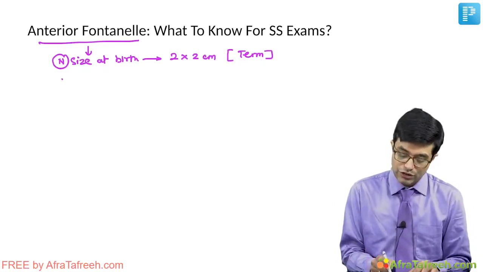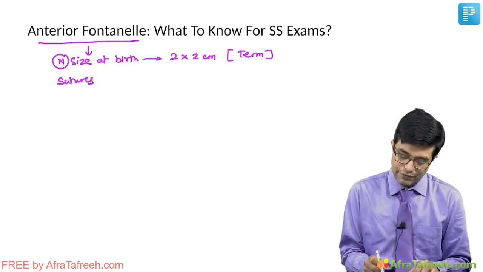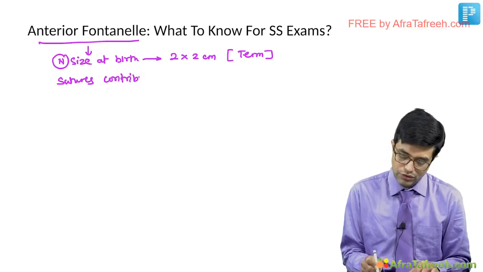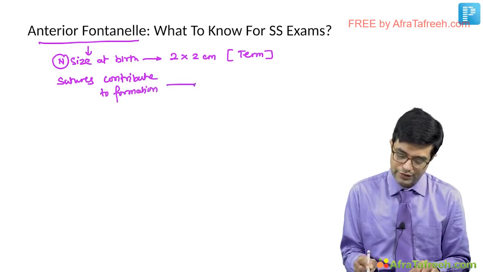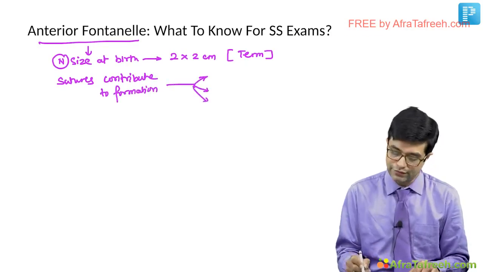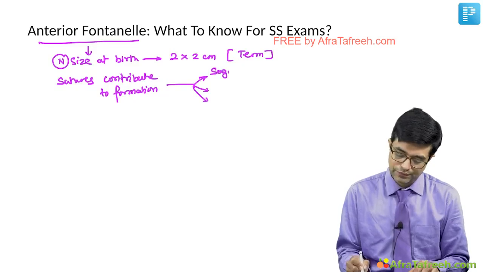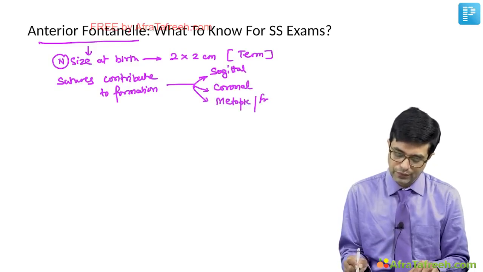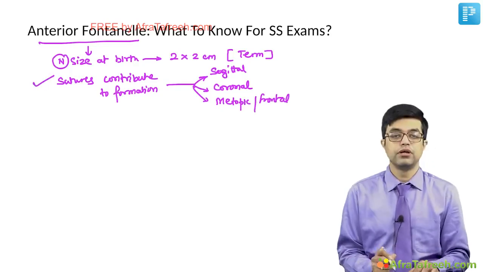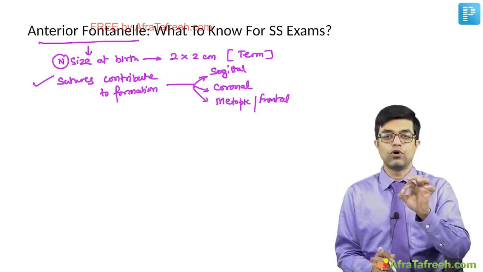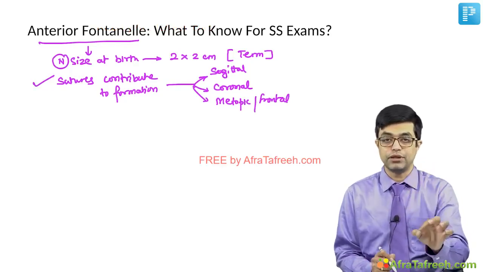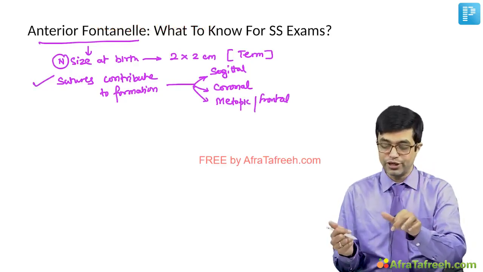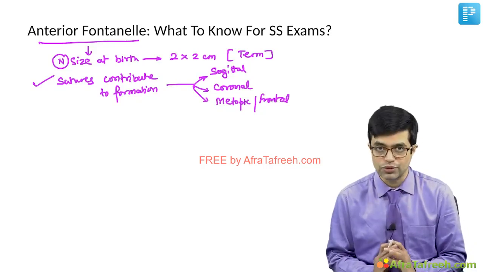Anterior fontanelle, what are the sutures which contribute to formation of anterior fontanelle? So there are three sutures. One is your sagittal suture, second is coronal suture, and third is metopic or frontal suture. MCQ point. All of the following sutures are involved in formation of anterior fontanelle except: the fourth option was lambdoid suture, and that was your answer by exclusion.